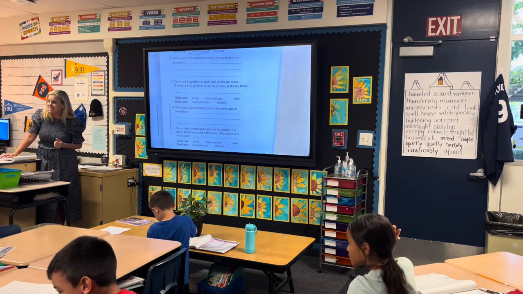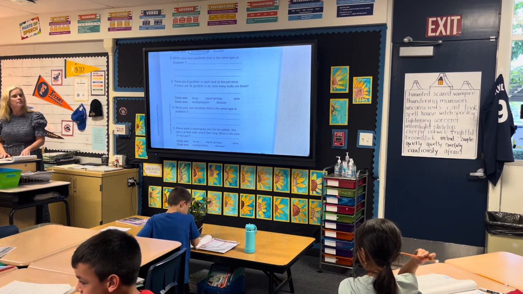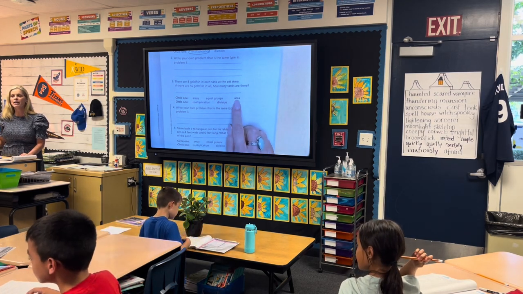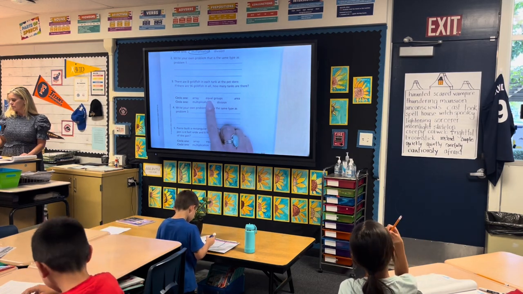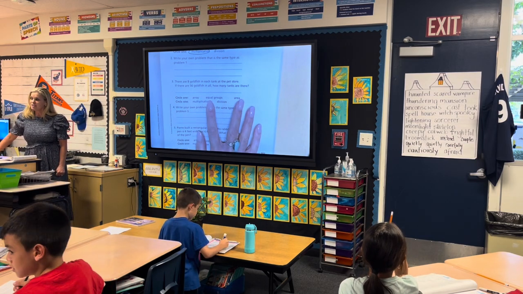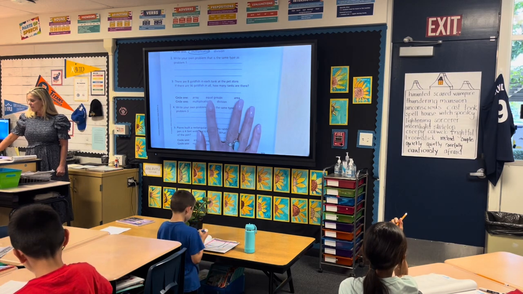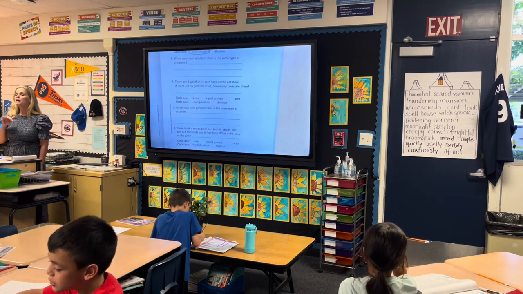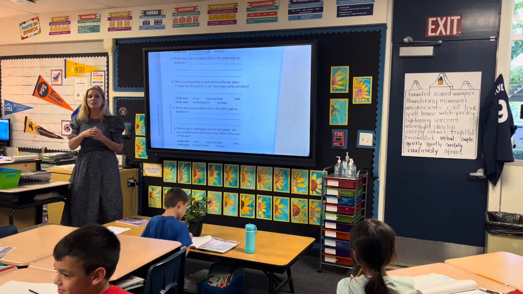Matthew? Yes, division. And is this an array? Is it an equal group? Or are we finding the area? Are we finding the area with 8 goldfish in each tank and there's 56 goldfish in all? Melody? I agree with you. Who agrees with Melody? Equal groups. Very good.